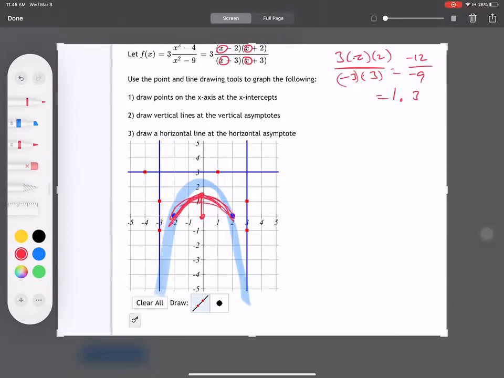So now I have 3 points on my graph. We know to go ahead in this direction. What does it look like on the right? Is it going to be up here or down here? I don't know. So how do we find the rest of the points?